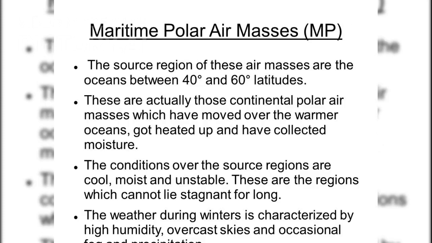Maritime polar air masses form over oceans between 40 degrees and 60 degrees latitudes. They are cool, moist, and unstable, often bringing overcast skies and precipitation during winter.